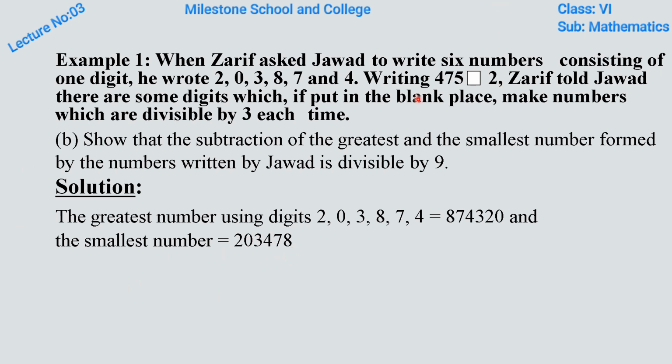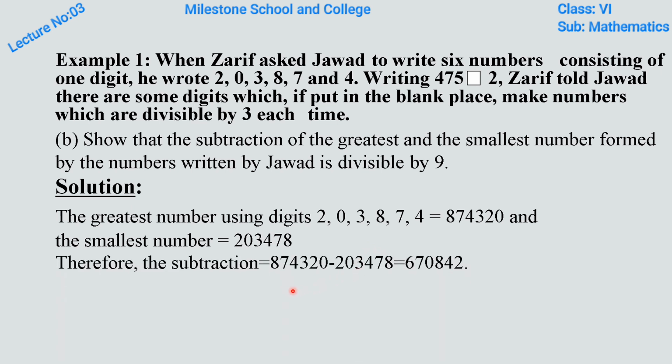After that the question is saying, already we have formed the greatest number and the smallest number. Then we have to subtract the smallest number from the greatest number. Therefore, the subtraction, as you can see, my dear, 874320 minus 203478, and the subtraction will be 670842.